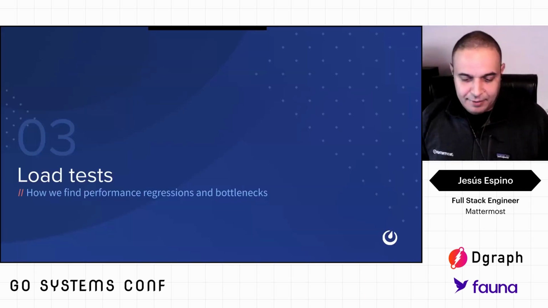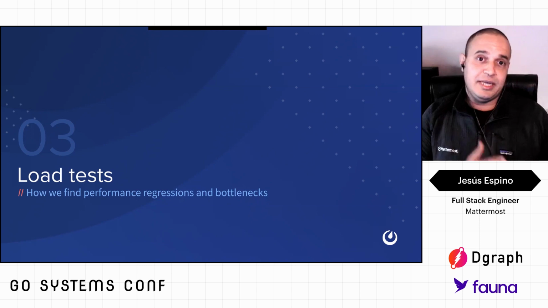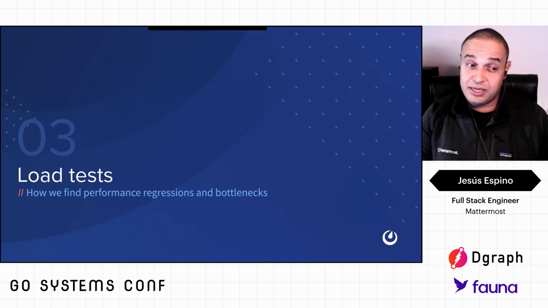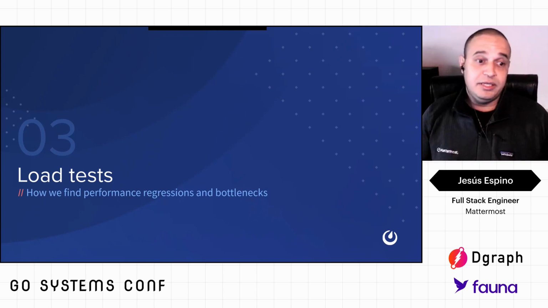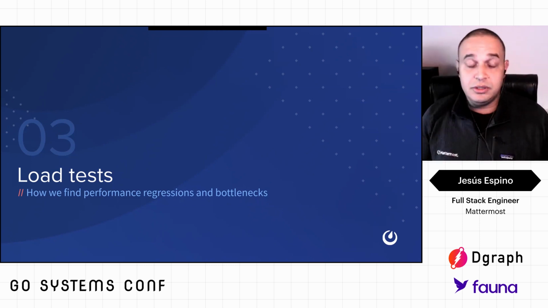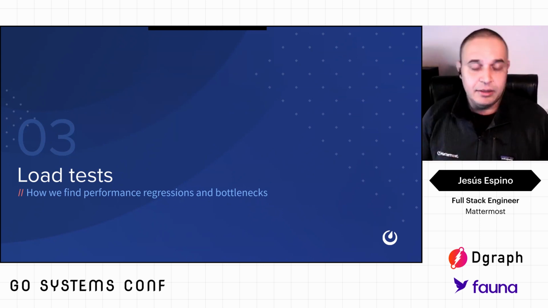But the problem that we have here is that Mattermost is a heavy user of Mattermost itself, but it's not the heaviest user of Mattermost. We have a lot of users that have way more load than us. For example, there are Mattermost instances with more than 50,000 users. That requires a lot of scalability, and a lot of testing to verify that everything is working at that scale.